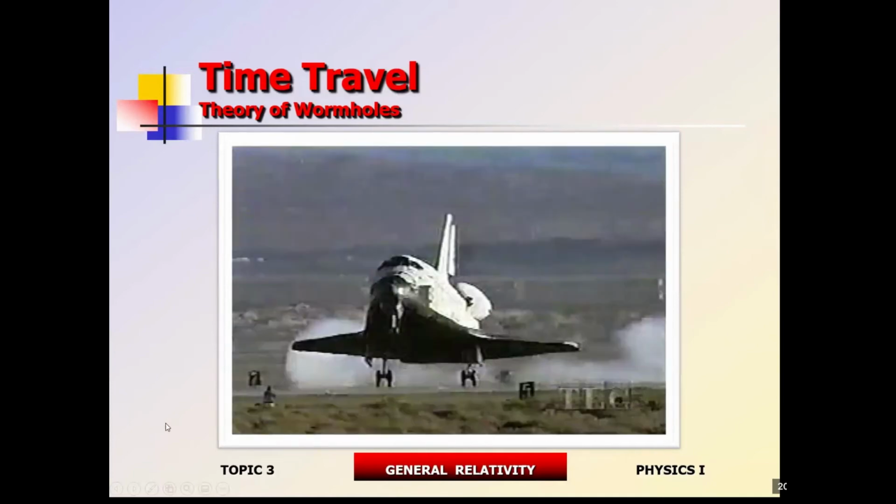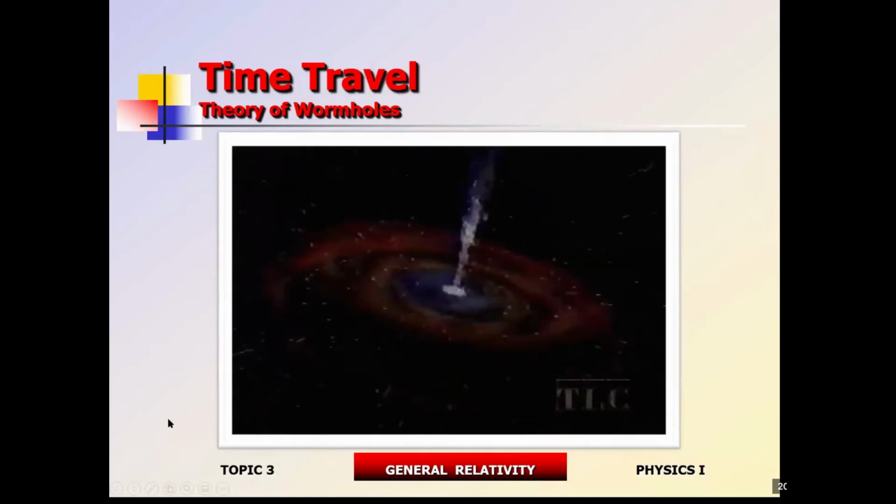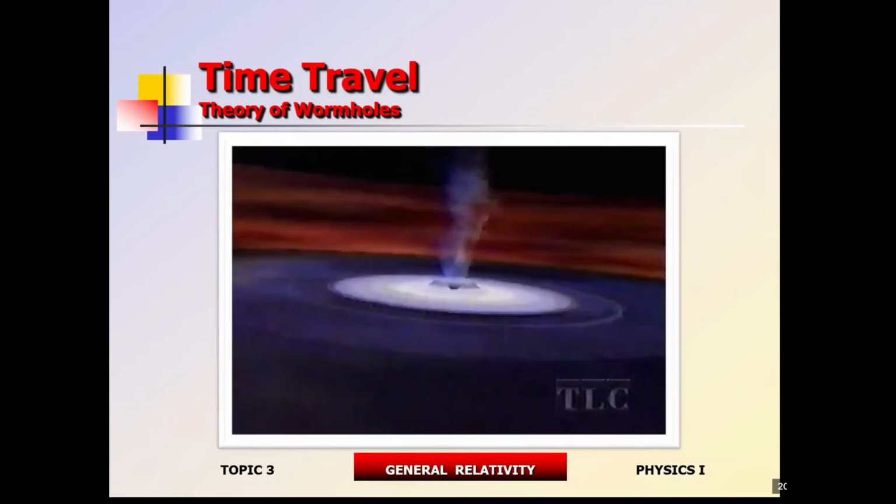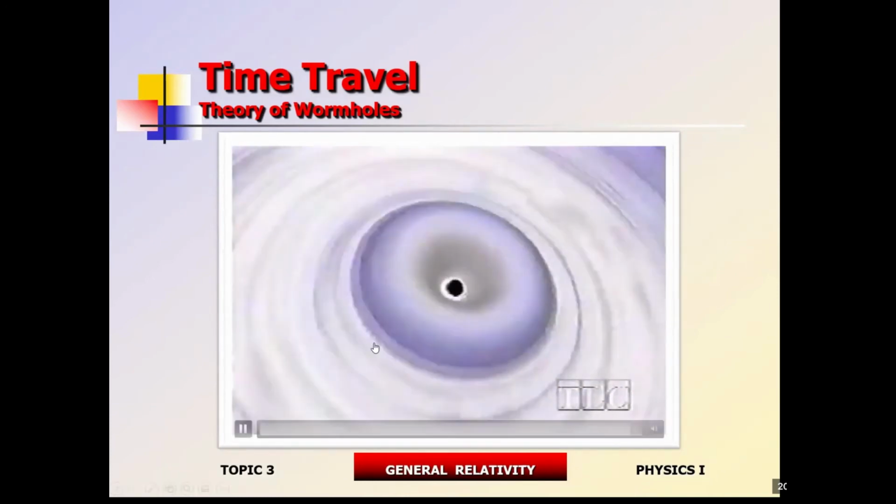If Joe Tanner in his super shuttle wanted to go back in time, he would have to locate a black hole. And not just any black hole, a special black hole connected to another light years away. The resulting tunnel in time and space is called a wormhole.